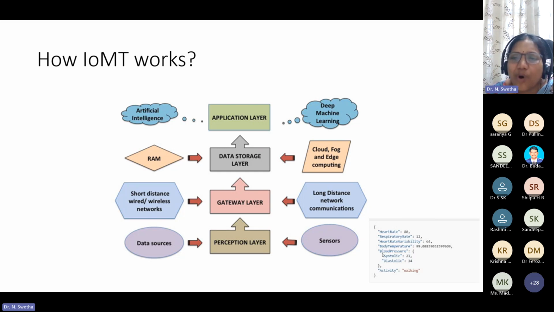And coming to fog and edge computing, does anyone of you know about edge computing or fog computing? Heard about it? What is fog computing or edge computing? No idea? All these are parallel processing techniques, or I can even call them distributed computing technologies. I can name a few of them, like grid computing, fog computing, and edge computing.